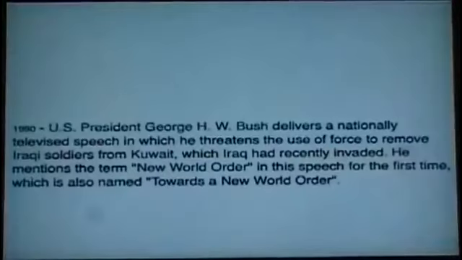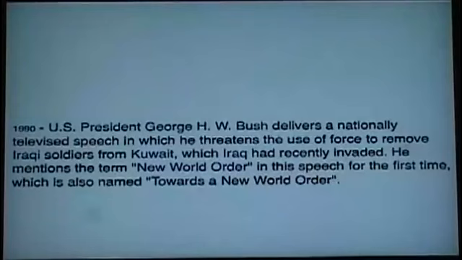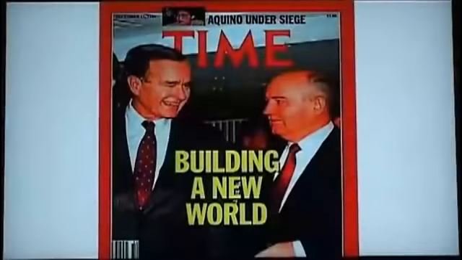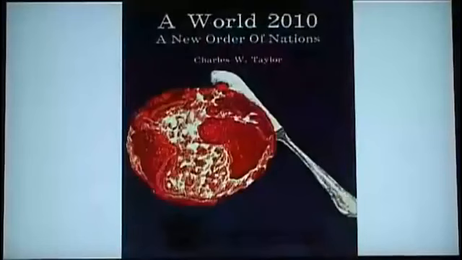And why is New York the Empire State? Well, U.S. President George Bush delivered a nationally televised speech in which he threatened the use of force to remove Iraqi soldiers from Kuwait, which Iraq had recently invaded. He mentions the term New World Order in this speech for the first time. It was also named Towards a New World Order. So this is what those men of tomorrow are working towards, a new world order. And here we see Bush working with Gorbachev, planning a new world order.